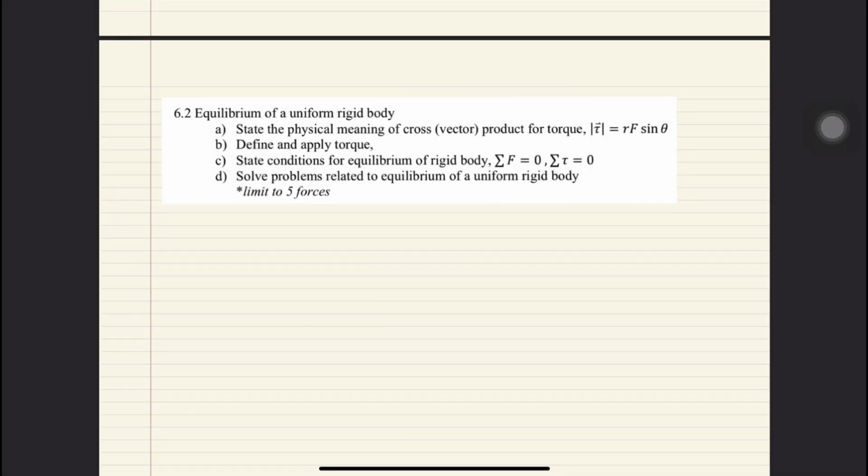Hi everyone, in this video, I would like to discuss subtopic 6.2. So 6.2 is about equilibrium of a uniform rigid body.